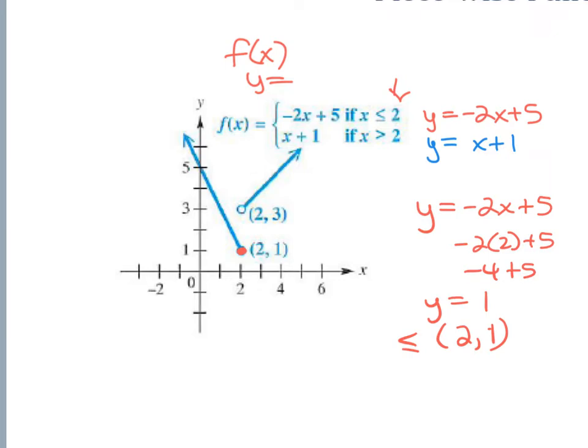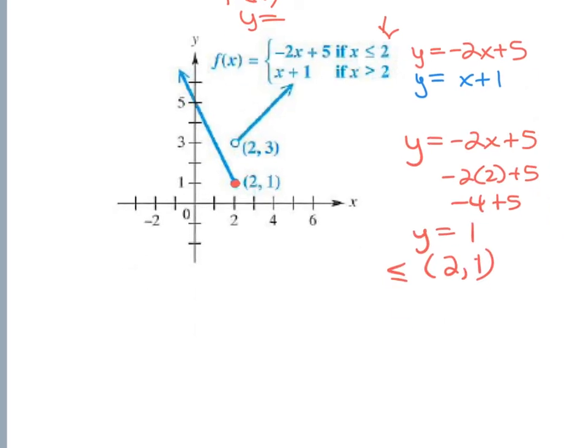Now, I want to get another point to create a line. Now, I could also use my slope, and from that point, I could go up 2 and to the right 1. But let's just plug in a value for x that's less than 2. So I could also plug in, say, 0, because that's less than 2. So -2 times 0 plus 5. -2 times 0 is 0, plus 5 is 5.